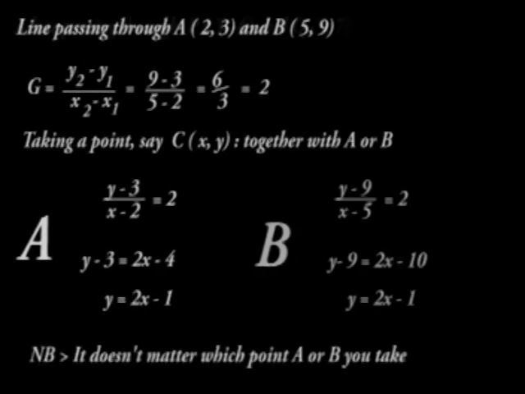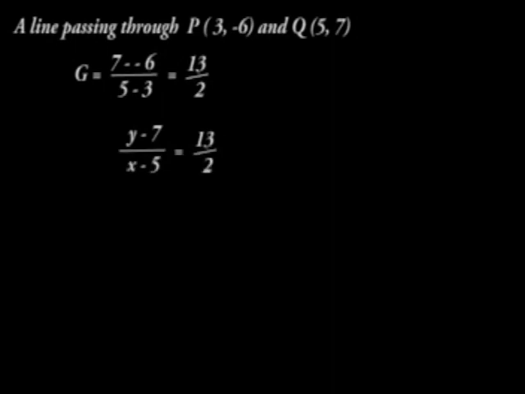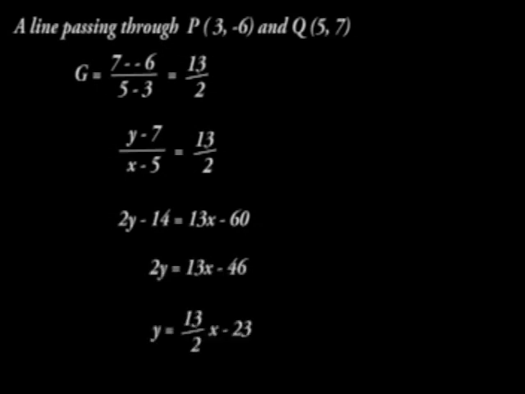Another example, a line passing through the points (3, 6) and (5, 7). Gradient is 7 minus 6 over 5 minus 3, giving us 13 over 2. y minus 7 over x minus 5 is equal to 13 over 2. Cross multiplication, and the answer is y is equal to 13 over 2 x minus 23.